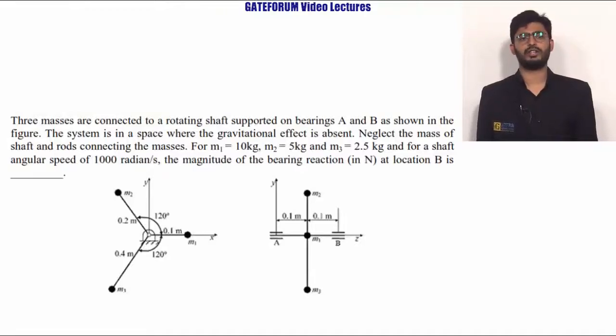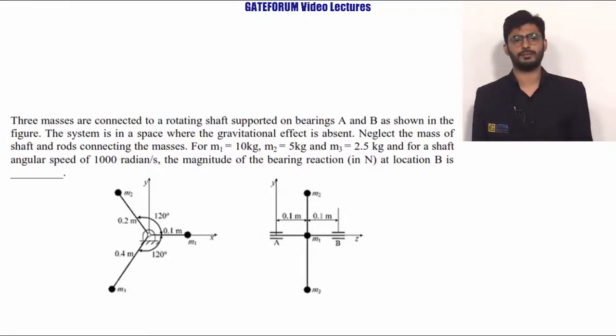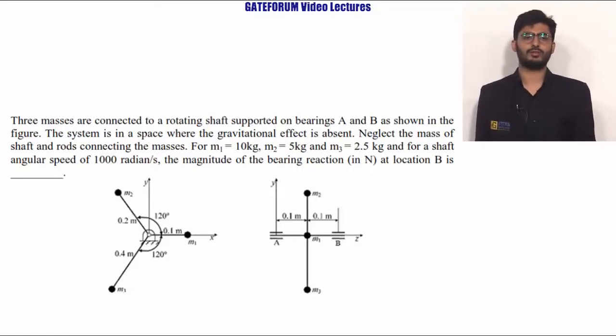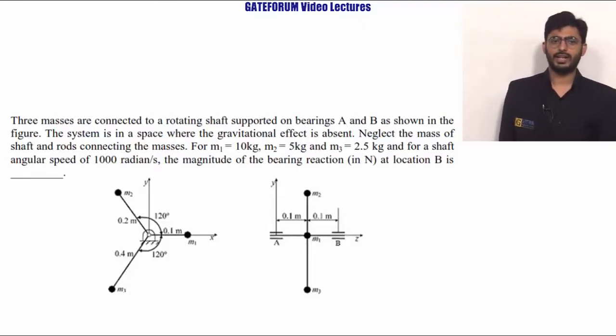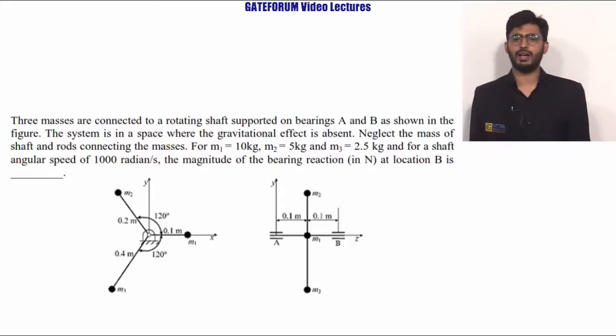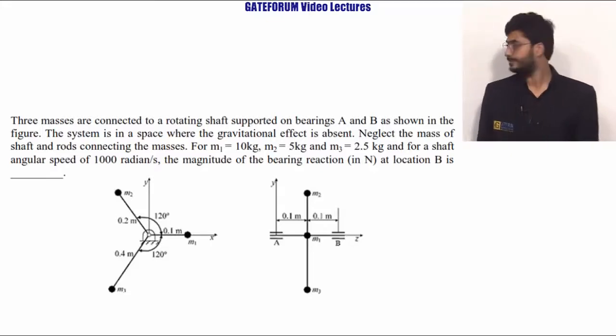This question belongs to the topic theory of machines from the subtopic balancing of masses. Three masses are connected to a rotating shaft supported on the bearings A and B as shown in figure. The system is in space where the gravitational effect is absent. Neglect the mass of the shaft and the rods. For the masses M1 equal to 10 kg, M2 equal to 5 kg, M3 equal to 2.5 kg, and for shaft angular speed of 1000 radians per second, the magnitude of reaction in newtons at the location B is dash.